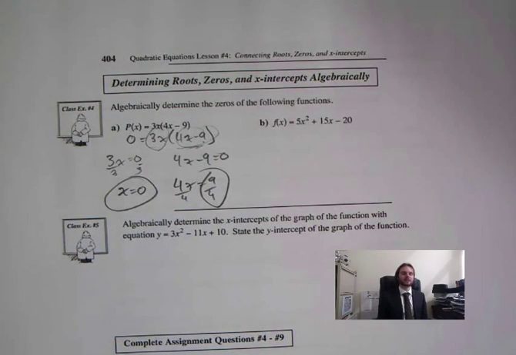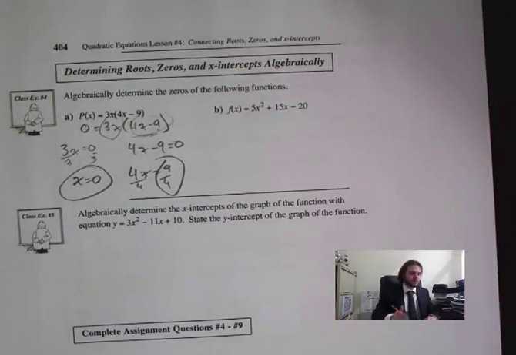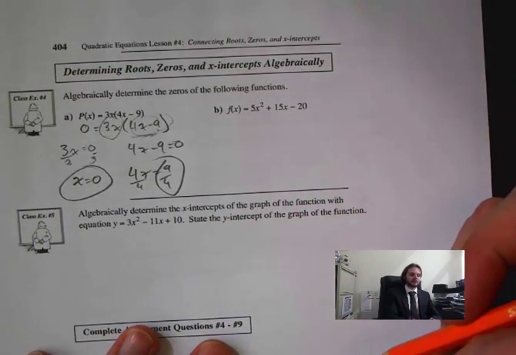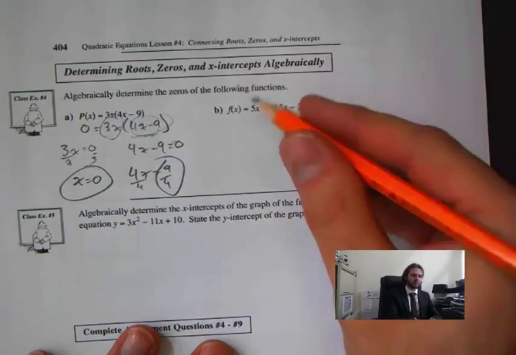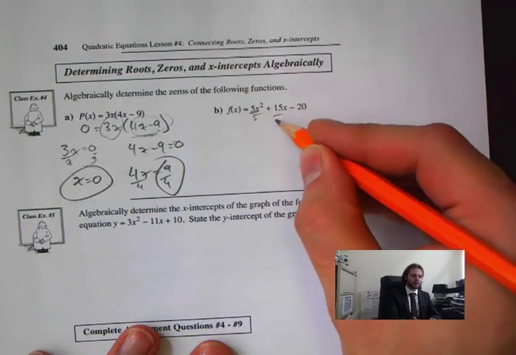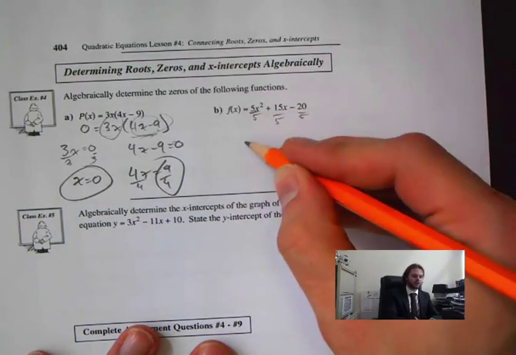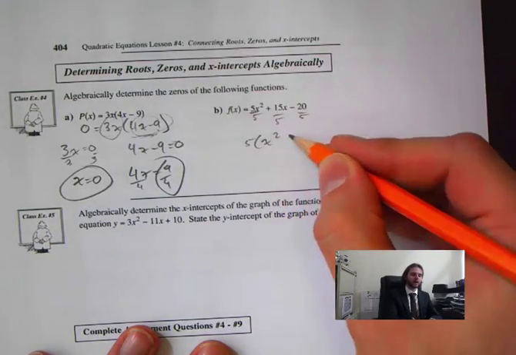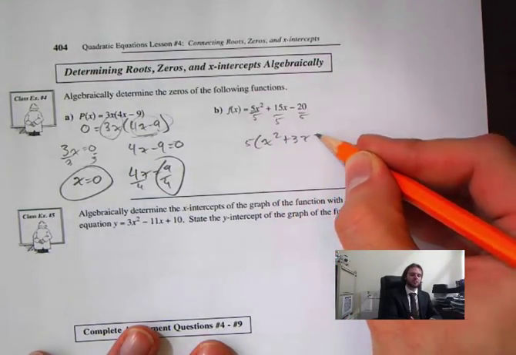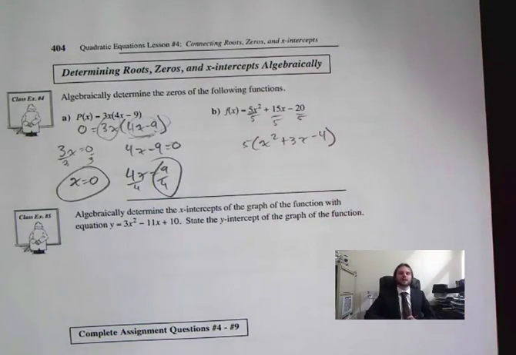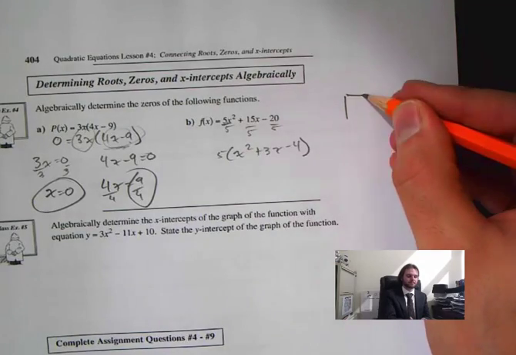Alright, let's take a look at the next one. Same idea. We have this here now. Is there anything I could factor out? Because this looks complicated. I think there is. I'm going to take out this 5. I could take out a 5. Good. So I have 5, and I have x squared plus 3x minus 4. Okay, now, that looks factorable, doesn't it? I'm going to use my trusty box method.